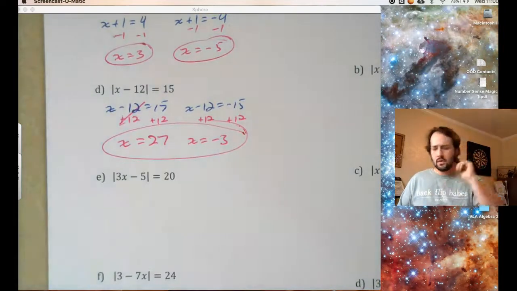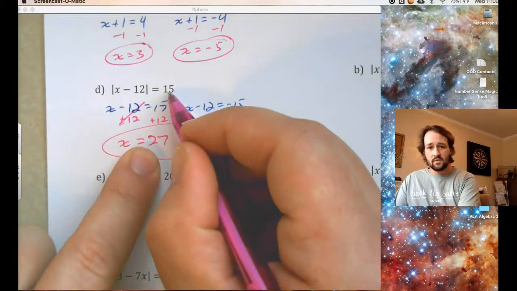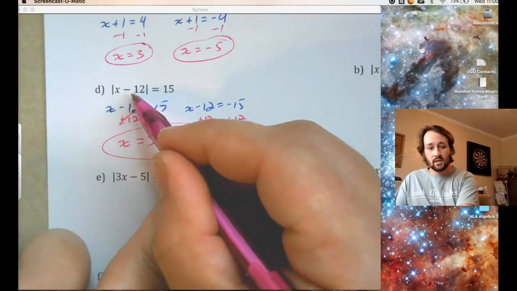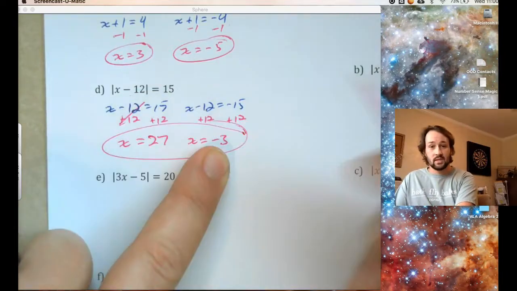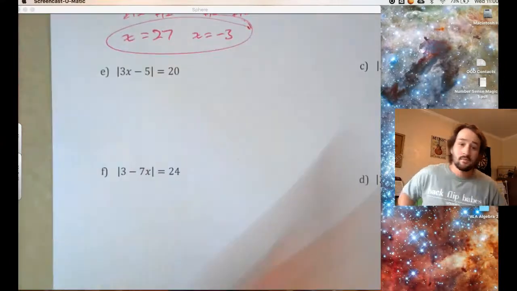All right, if you don't believe me, you can even check it. 27 minus 12 is 15. The absolute value of 15 is 15. If I plug in -3, -3 minus 12 is -15. The absolute value of that is just 15. All right, moving on. We're getting a little bit more complex, but still, same exact idea.